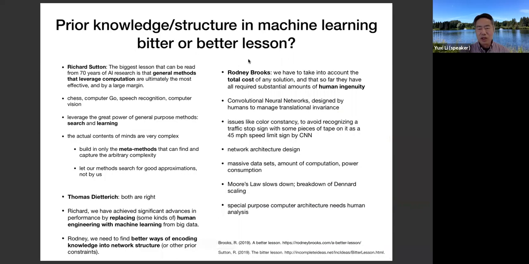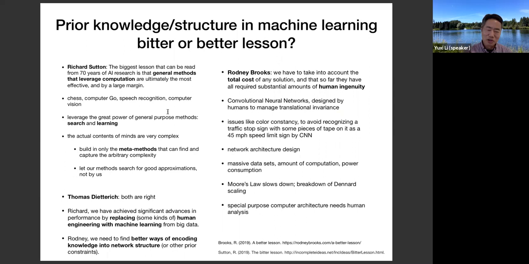And there was an interesting discussion about prior knowledge structure in machine learning. It's the bitter lesson. The research basically says we don't need lots of those kinds of prior knowledge. We just need some general methods and computation.